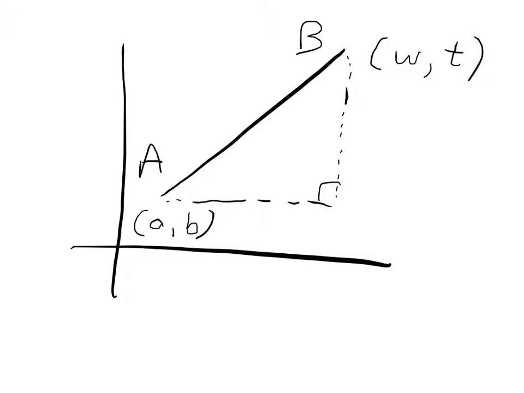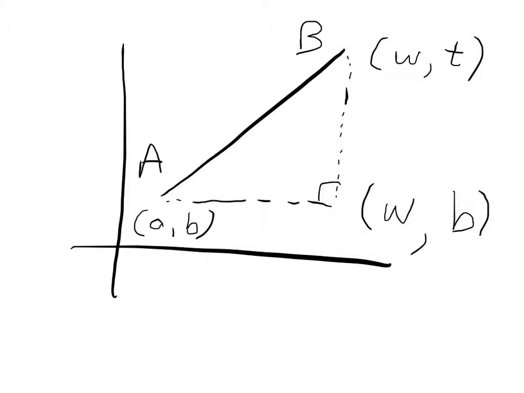Now, we want to label the coordinates of this point that we've created down here at the right angle of the triangle, and you'll notice that the y coordinate of every point on this segment down here is going to be the same as point A's y coordinate, so we know then that that y coordinate there is B. And we note also that over here the x coordinate of every point on this vertical line is going to be the same as the x coordinate of B, so that's going to make the x coordinate over here to be W.